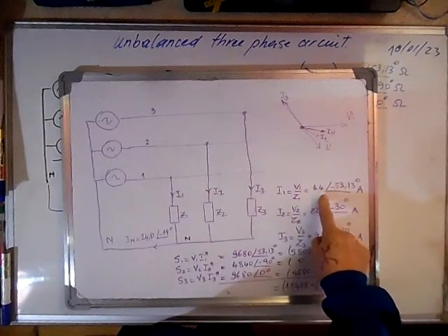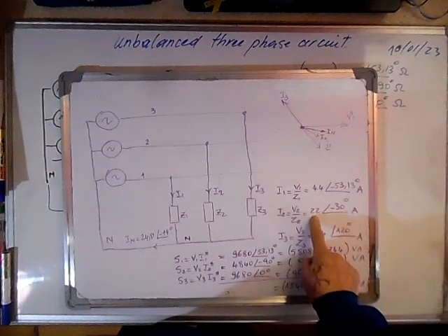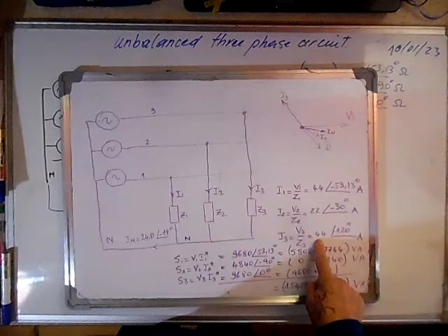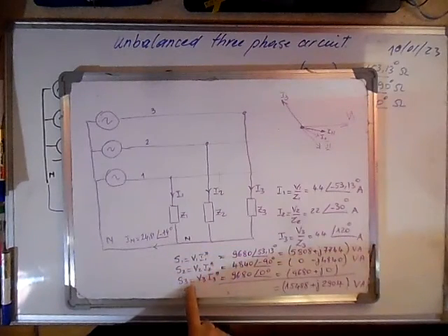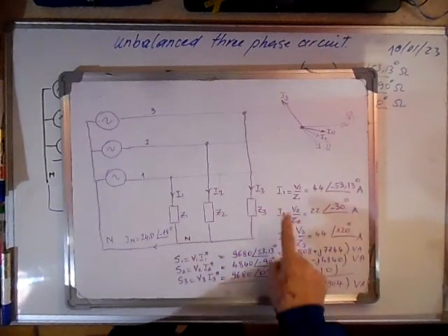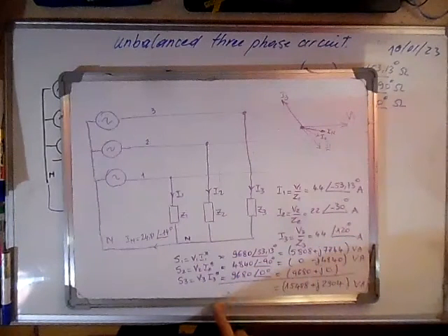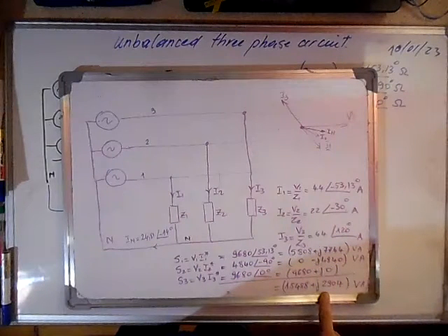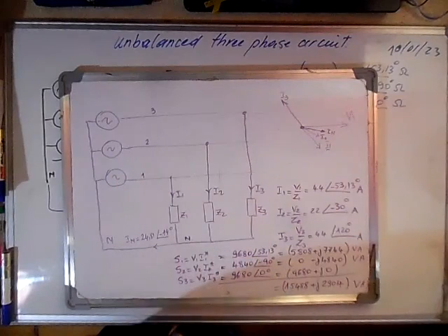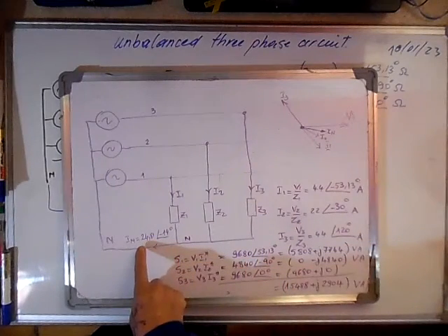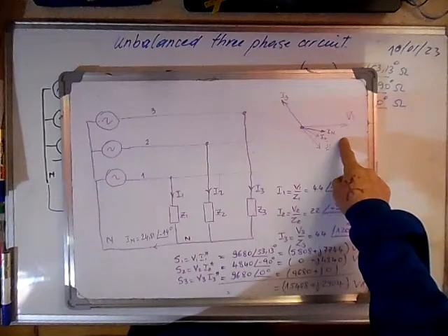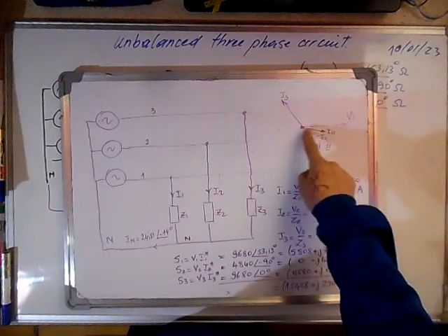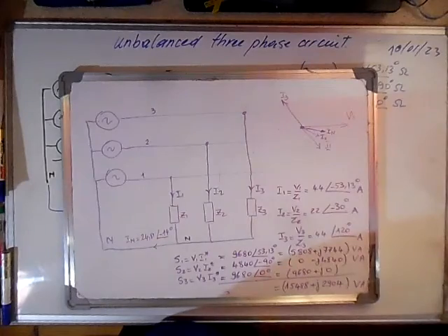So we obtained the current I1 of 44, I2 of 22, I3 of 44, and we calculated the power each source delivered to the load and the total power of this source. We calculated the neutral current. We drew the vector diagram of the currents here to show you how it looks.